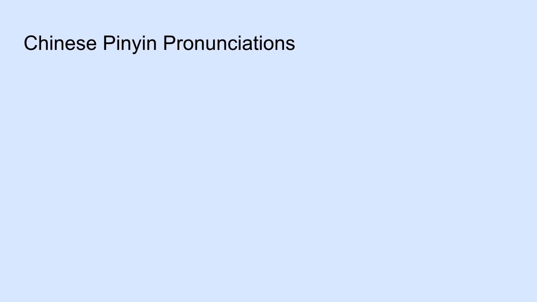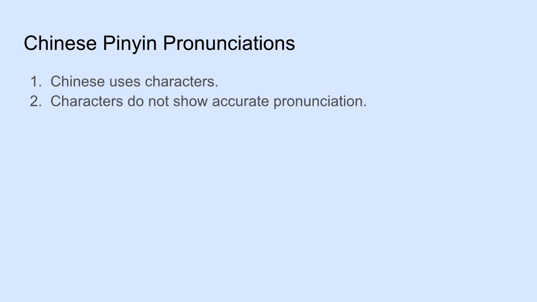So what is the pinyin system? Let's have a look. So we all know that Chinese uses characters, but characters do not show accurate pronunciations. For example, all these three characters are pronounced as ba, and all three of these characters are pronounced as hua. They really don't have any similarities between them in characters, but they all are pronounced the same.